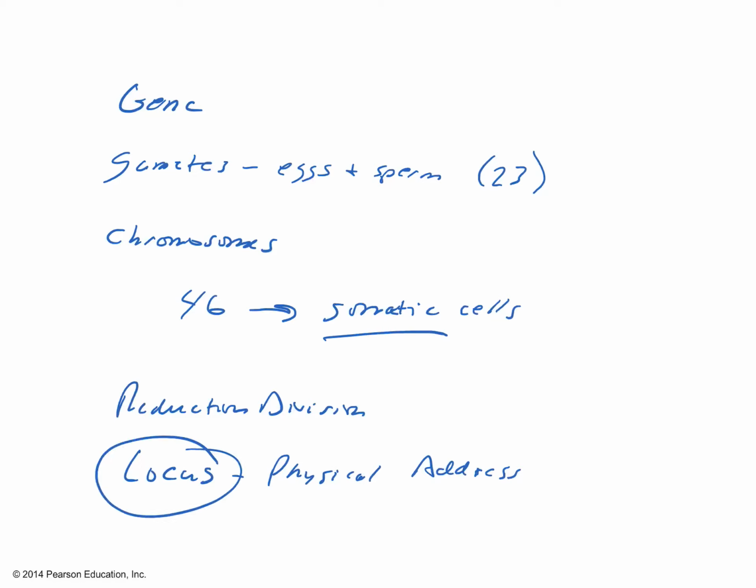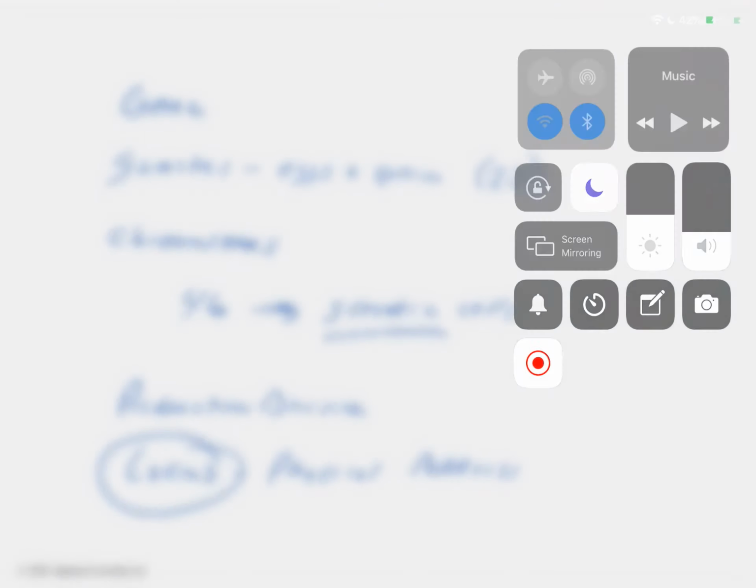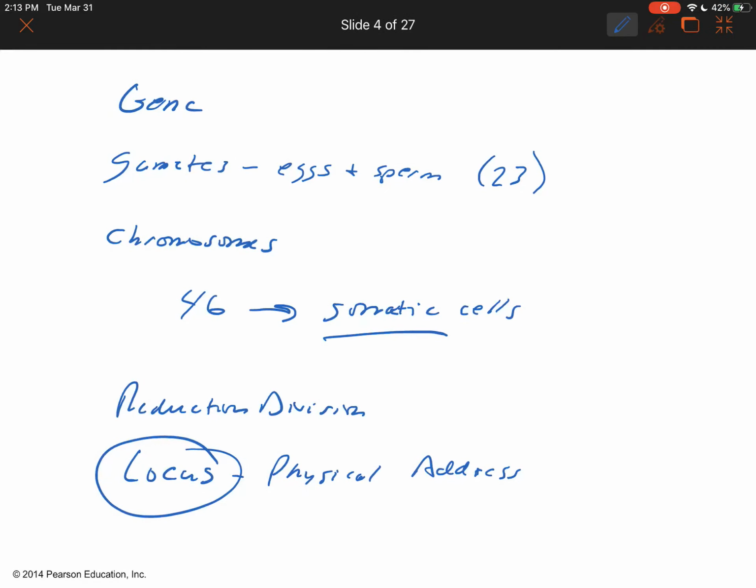All right. Let me erase some of this here real quick. Let's talk about different modes of reproduction. We're going to see in a little bit that meiosis is a critical aspect of what we refer to as sexual reproduction. But we also have a type of reproduction referred to as asexual.